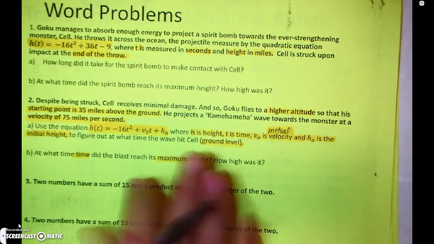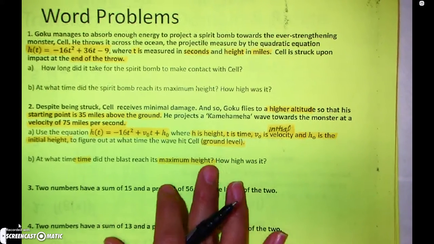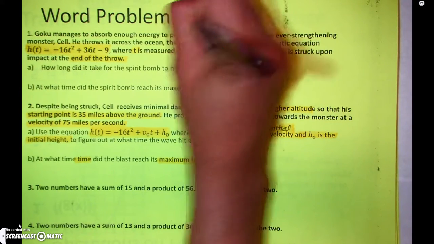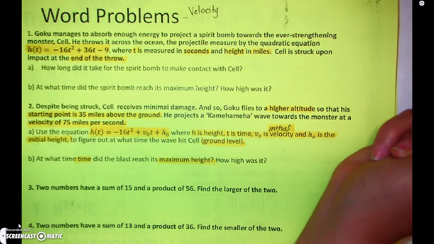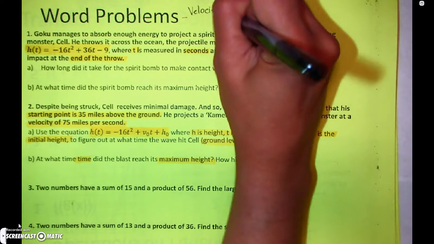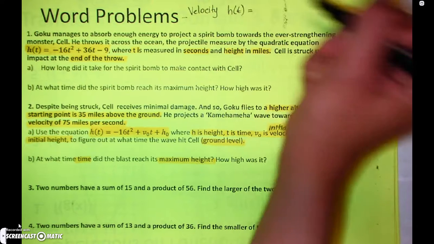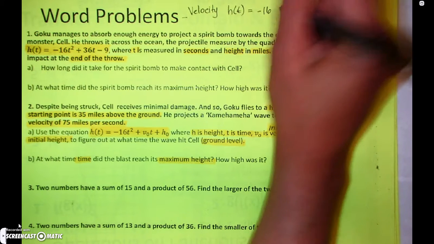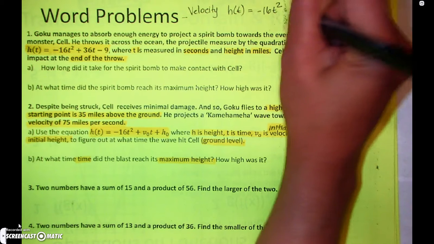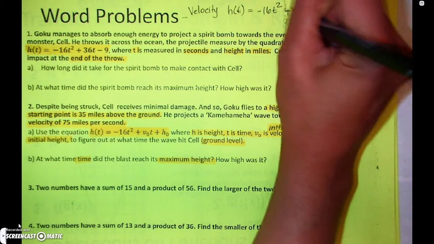Okay, so the first problem here is a word problem, and it's on velocity. So our warm-up yesterday was also on velocity, and I read some of your comments, and a lot of you had questions as far as how did I get this equation? Is it the only one that we can use? And what do the variables stand for?